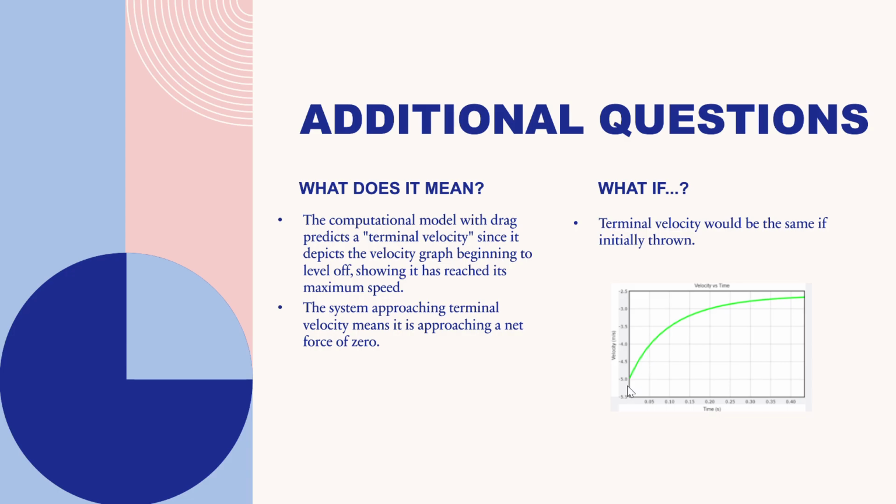And this is further shown in this model, where I changed the initial velocity to be -5 meters per second rather than the initial 1 point something velocity. And this still levels off at around the same point, around 2.5 or a little bit over 2.5 meters per second.